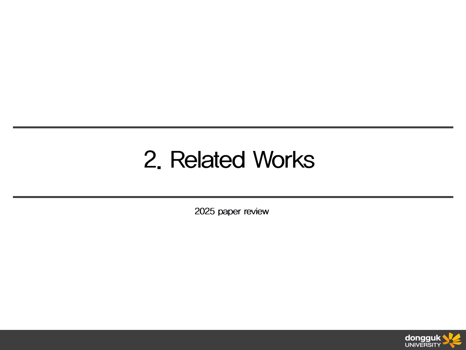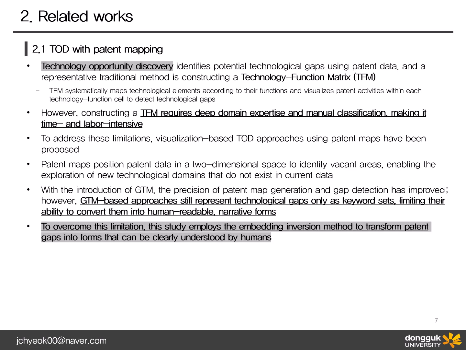This is the related work stage. TOD aims to identify potential technology gaps by analyzing patent data, with one representative approach being the construction of a technology function matrix. However, TFM relies heavily on domain expertise and manual classification, which limit its scalability in terms of time and labor. To address these limitations, visualization-based TOD approaches using patent maps have been proposed.